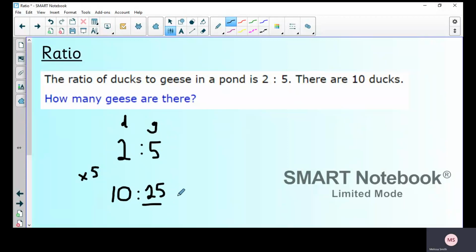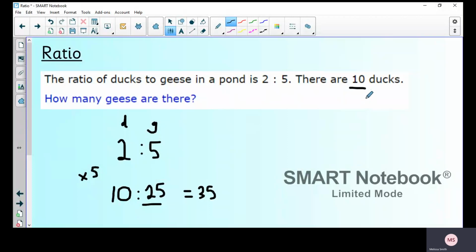You might have a question which would say, how many ducks and geese are there in total? How would we work that out? We'd add these two up together. 35 ducks and geese in total. And we could apply this question, how we've just done this, to any number of ducks.